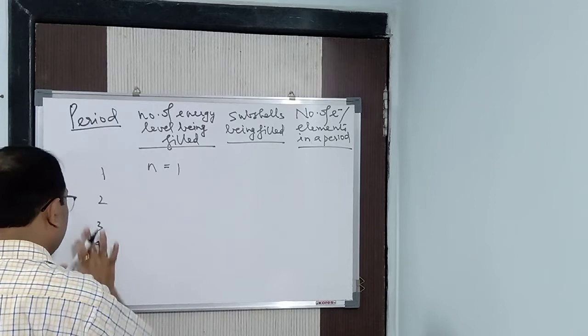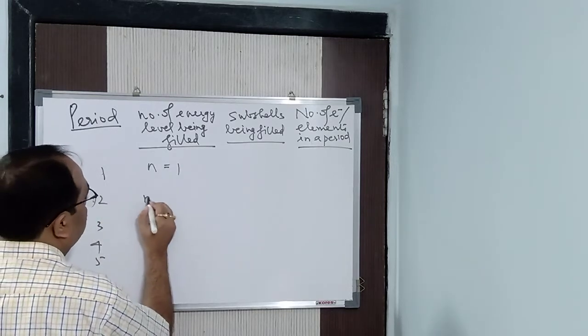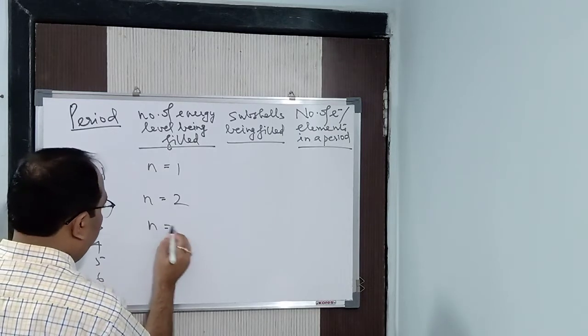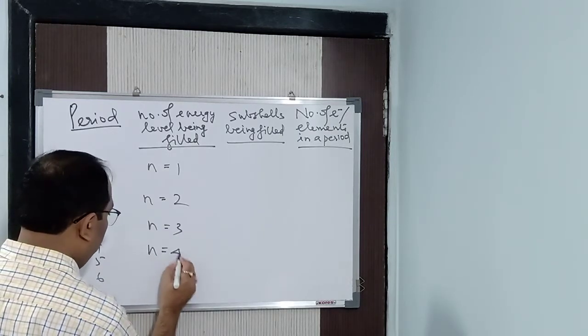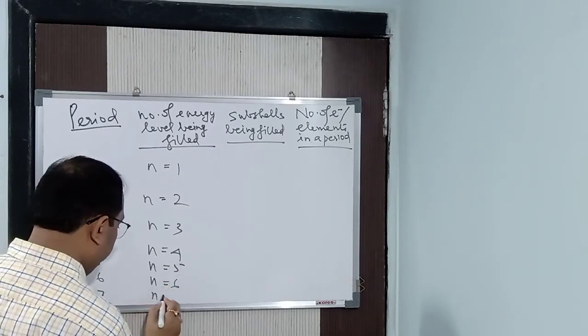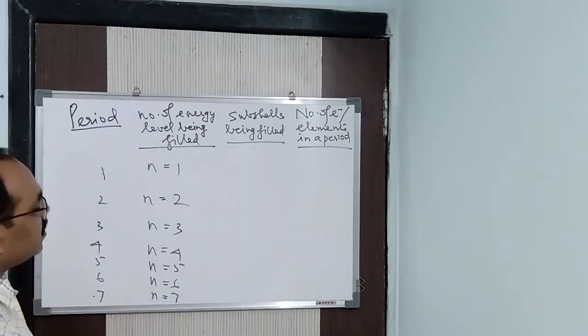Better is that you write it here 1, 2, 3, 4, 5, 6 and here you write it as n, because the number of energy level means n. So it will be better for you to understand. Otherwise both are the same. Got it? Now, fine. Now subshells being filled.